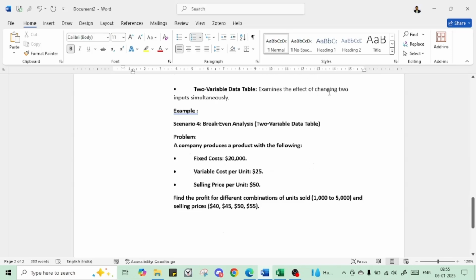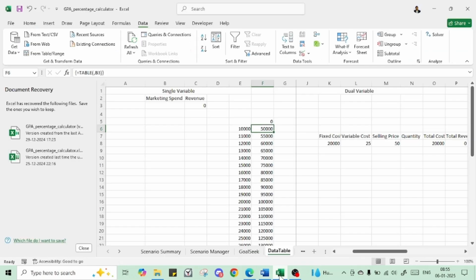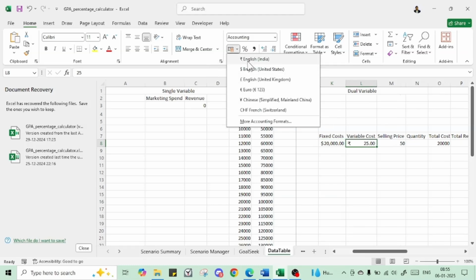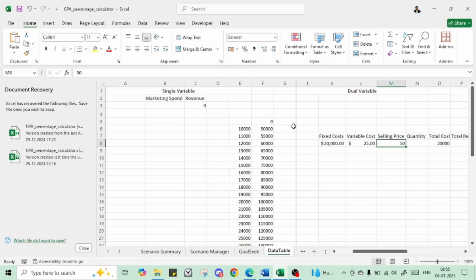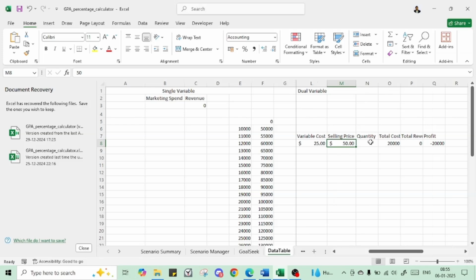It's two variables. It examines the effect of changing two inputs simultaneously. A company produces a product with the following: fixed cost $20,000, variable cost per unit $25, selling price per unit $50. So let's enter the values over here, 20,000. Let's enter it in the format of dollars. Variable cost $25. Selling price $50. Quantity is something which has to be evaluated, it changes with the variable.